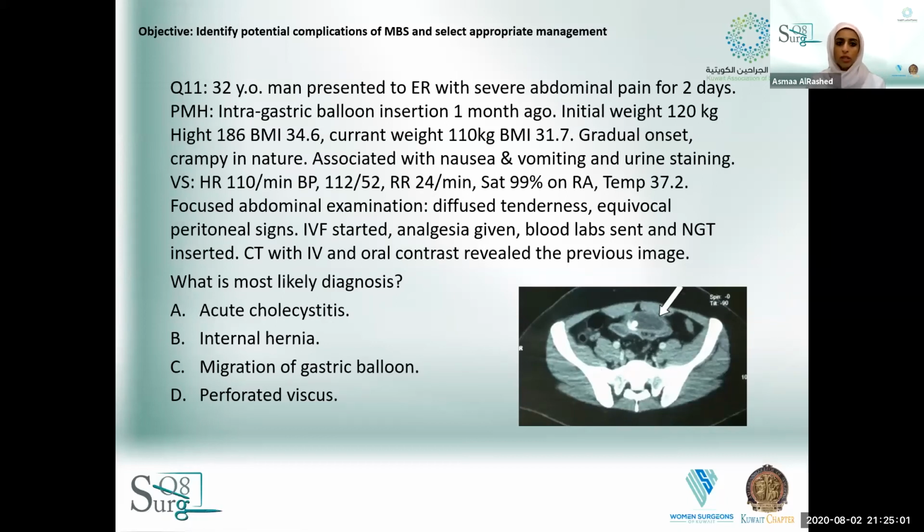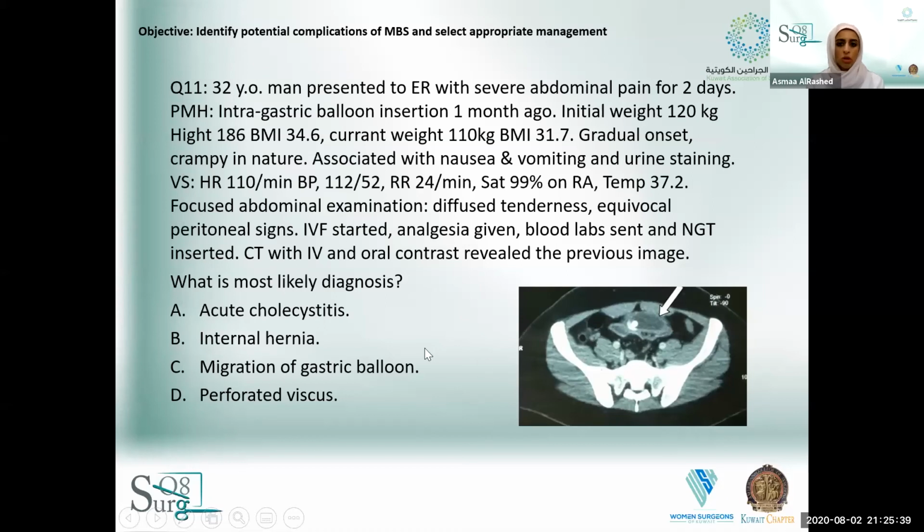Had a gradual onset of crampy abdominal pain, and then there was nausea, vomiting, and there's urine staining as well. Heart rate is 110, blood pressure is 112/52, respiratory rate is 24, saturation 99% on room air, and he's afebrile. Your examination revealed diffuse tenderness with equivocal peritoneal signs. You start him on IV fluid, you give him analgesia, you draw your blood, you put in your NGT, and then you send him for a CT scan with IV and oral contrast, and the image is the image that I just showed you earlier. I have another picture here, you can look at it here.